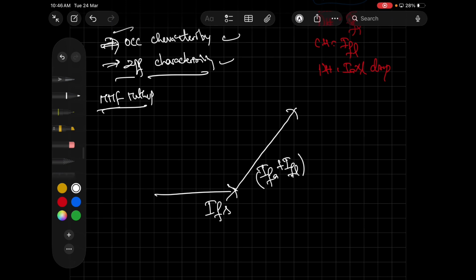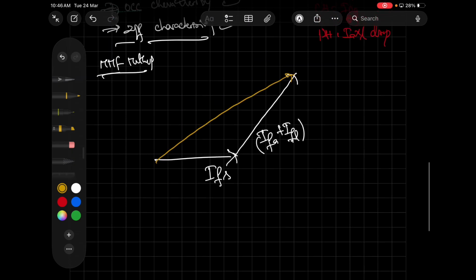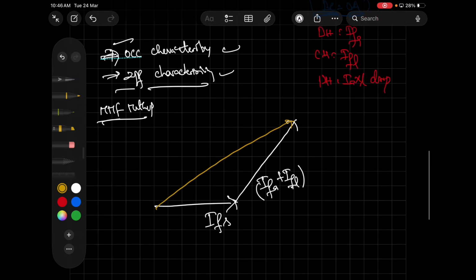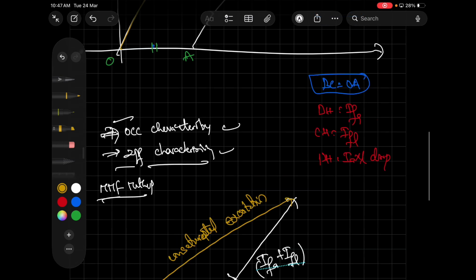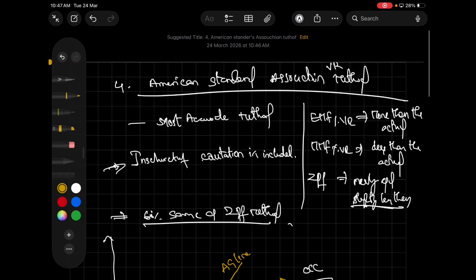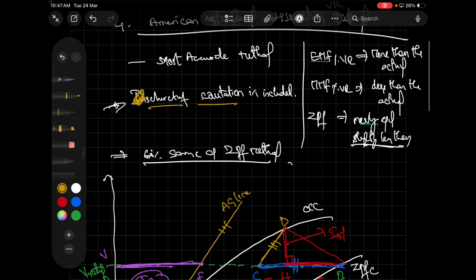These two are different vectors, so the phasor sum of these two will be the unsaturated excitation. I told you just one thing: saturated excitation is included here. What is the advantage? I am including the saturated, not unsaturated. Just slightly make the changes here. So saturated excitation is included here.